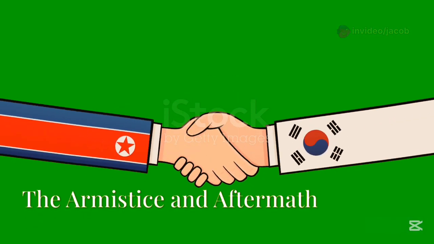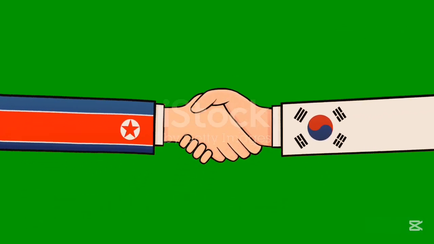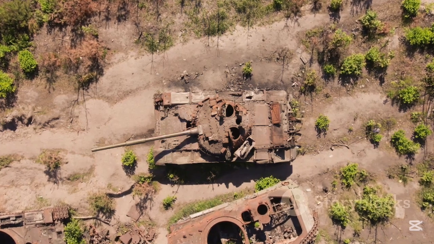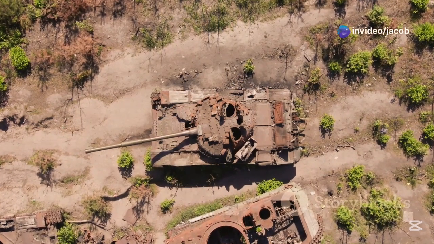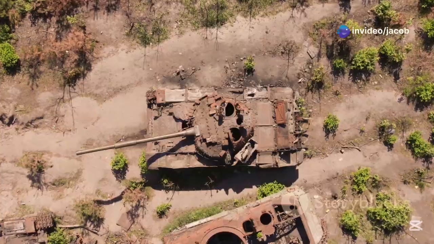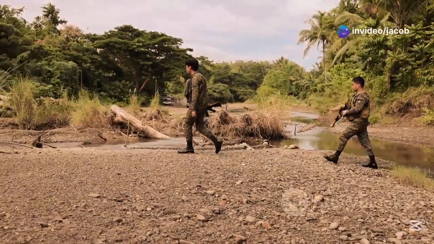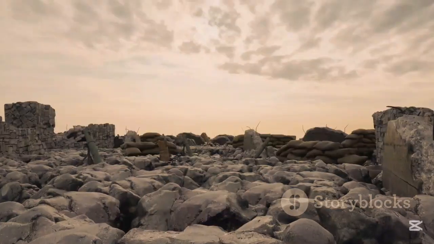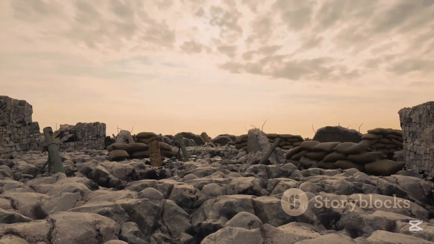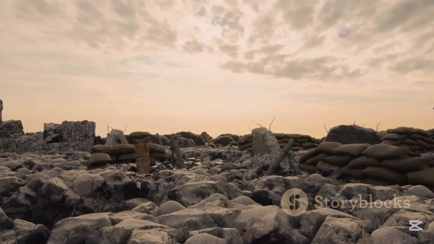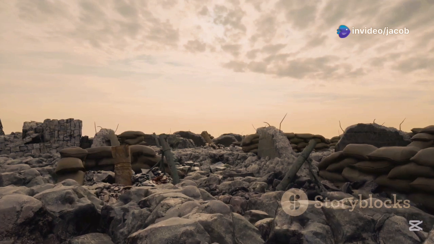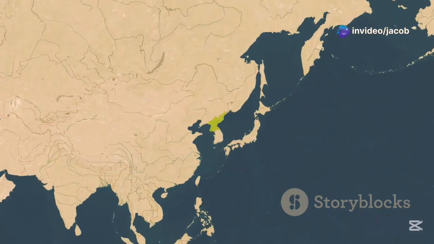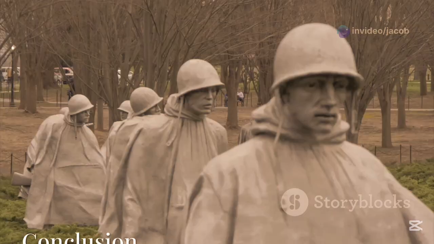The Korean War came to a halt with the signing of an armistice on July 27, 1953. However, this was not a peace treaty, and technically the war has never officially ended. The armistice established the Korean Demilitarized Zone, a buffer zone between North and South Korea. The aftermath of the war saw the Korean Peninsula divided, with both sides remaining in a state of tense military readiness. The conflict's legacy continues to influence the region's political landscape to this day.